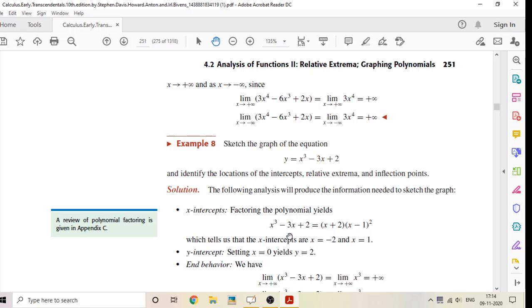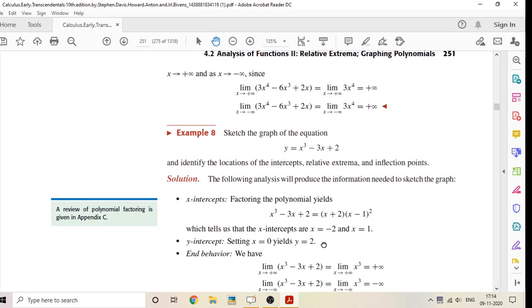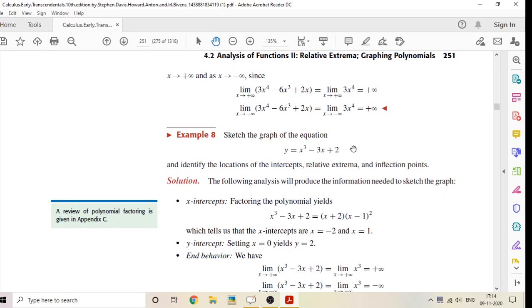Here you are given just the function. So you need to identify what are the intercepts, then what are the relative extrema, what are the inflection points, then you need to look at the end behavior. So these are the things we need to sketch this function.